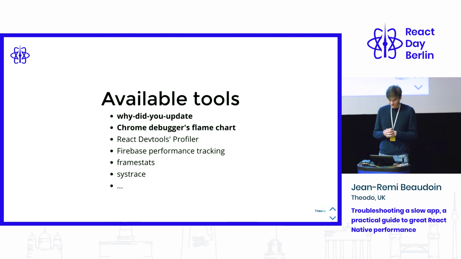In particular, we couldn't use the React DevTools profiler, which was released later this year. But we used the Chrome debugger's flame chart in a comparable way. It was super helpful. We used Why Did You Update. Has anyone in this room heard of Why Did You Update? Okay, a few of you. So sorry for this one, but everyone else, check it out. It's a very simple library that allows you to actually check why a component was re-rendered.